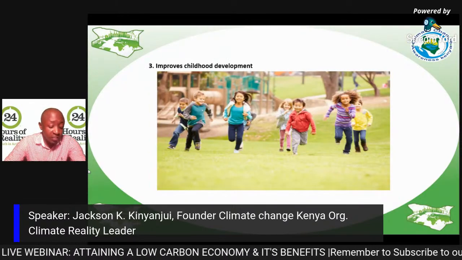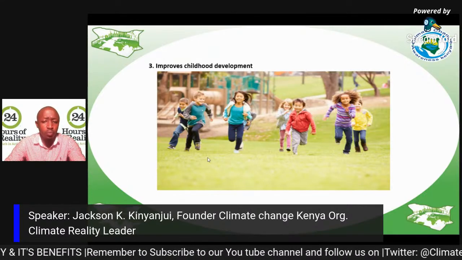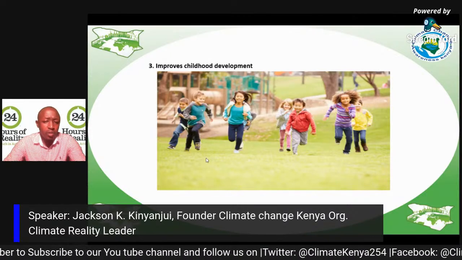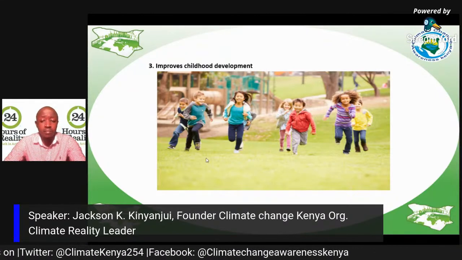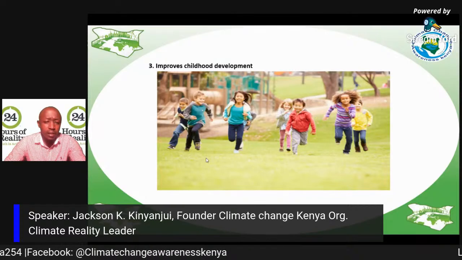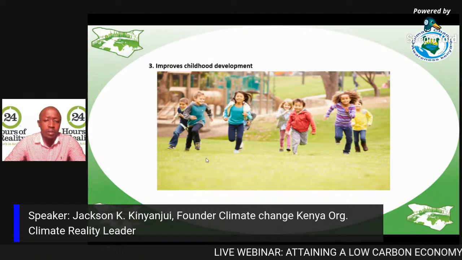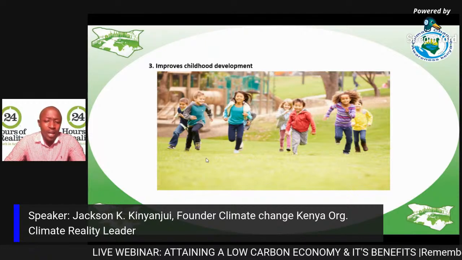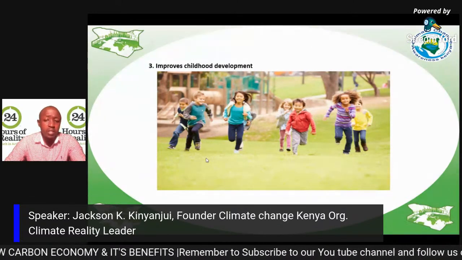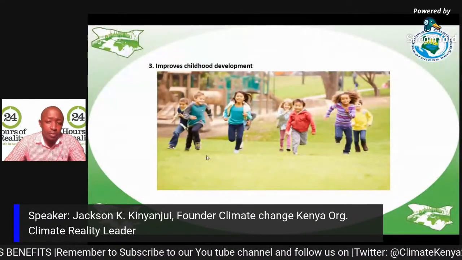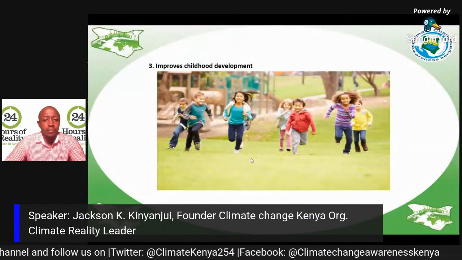It improves childhood development, and this comes about by children being able to move freely in the parks and run around. Children brought up in urban cities and downtown areas lack the luxury of having open spaces to exercise, to play around, and to breathe that fresh air. So once we embrace the green economy and a low carbon emission kind of economy, then even our children will be able to see the future and enter that future in good health.